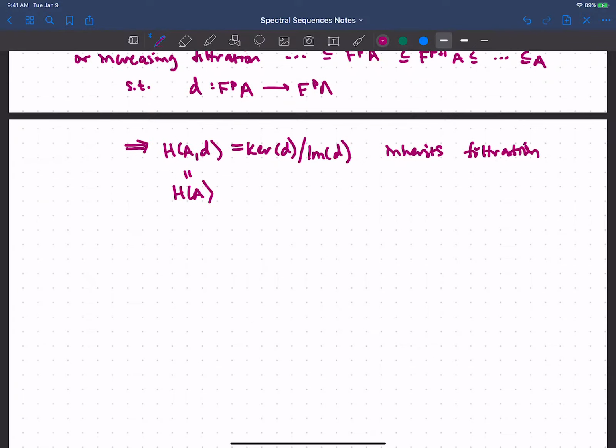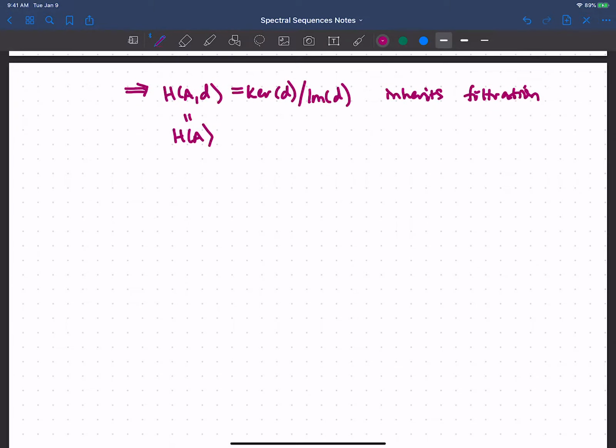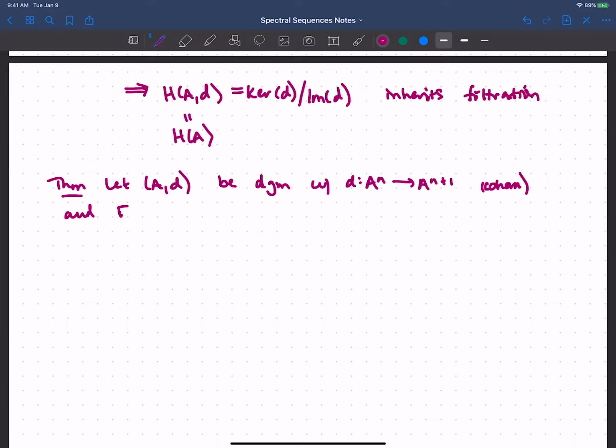Okay, so we've got this filtered differential graded module, and the whole point of this is to get a spectral sequence. So let A, D, or I think of just A, be a differential graded module. And I just want to specify that our differential goes up in degree. So I'm thinking about the cohomological case. Okay, and along with that, let's take a filtration. And as I said, as is the convention, we'll make it a decreasing filtration.